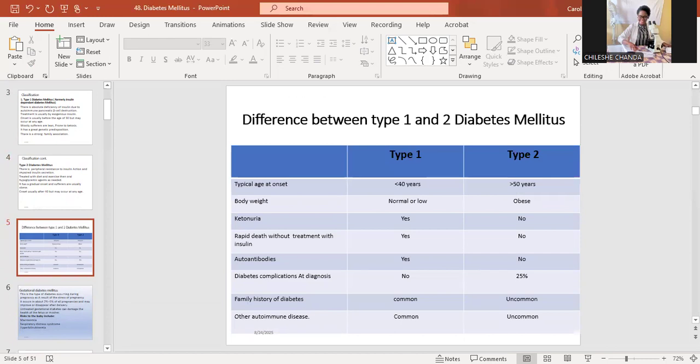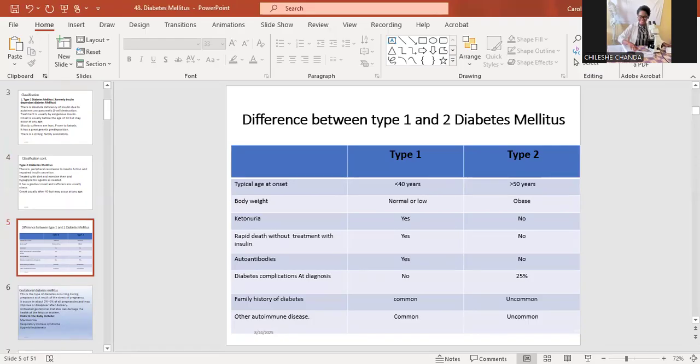So the differences between type 1 and type 2 diabetes, in type 1, you find that the typical age of onset would be below 40 years, and type 2 above 50 years. The body weight in type 1, you find that the patient may either have a normal weight, or they may be malnourished. They may be very lean, very thin. In type 2, most patients will be obese.